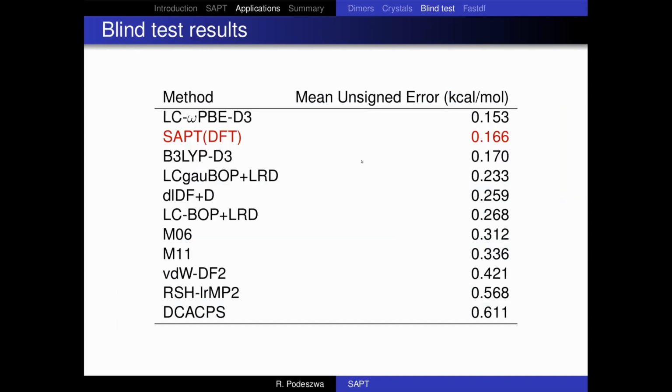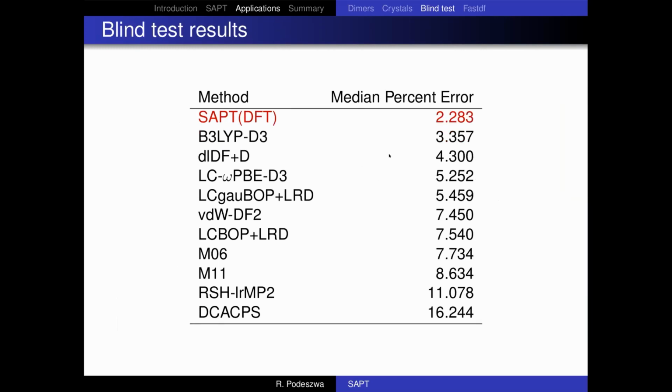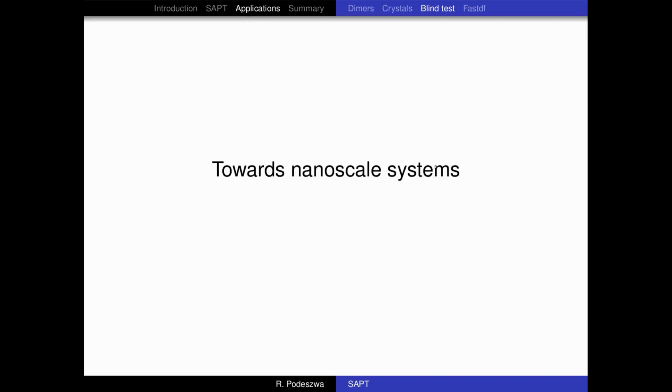So SAPT-DFT got second place for mean and sign error, mostly due to some not perfect work on the repulsive wall, but by far the best median percent error, which is probably most important for doing intermolecular interactions. So it works for long range. It also works very well for mid-range, for the minima, and fairly well for the repulsive wall.